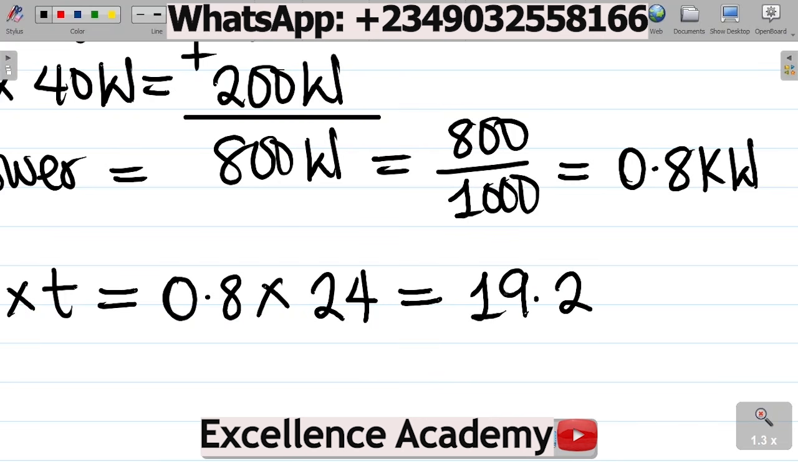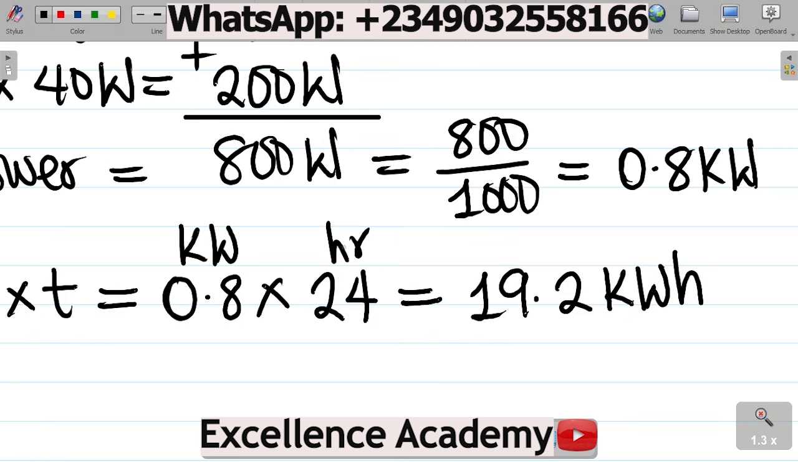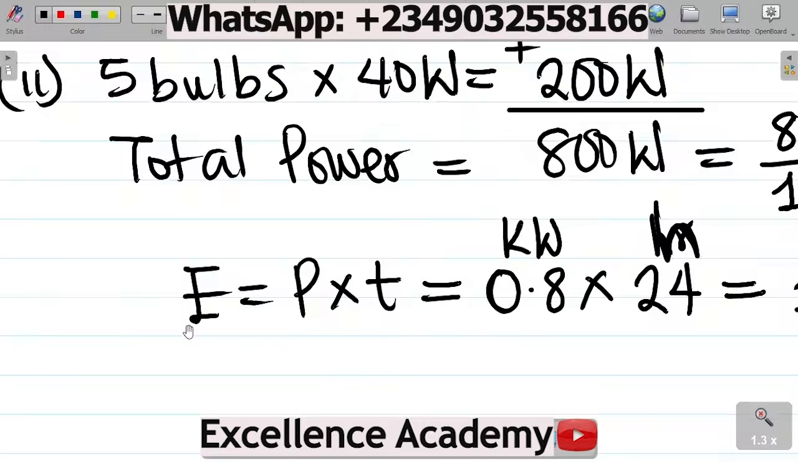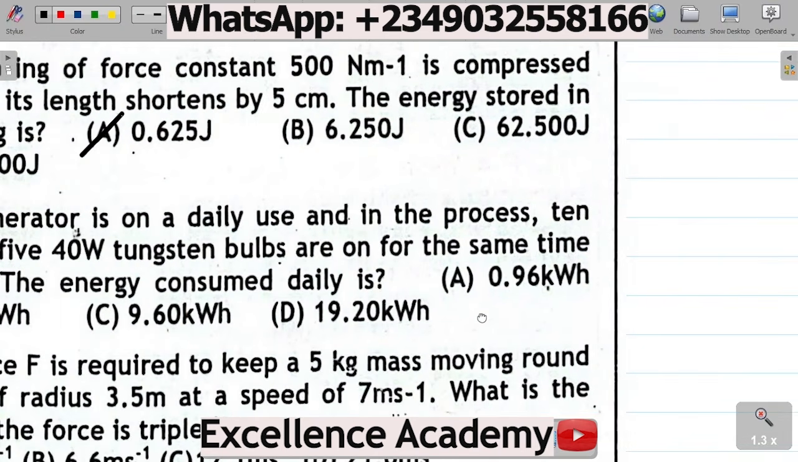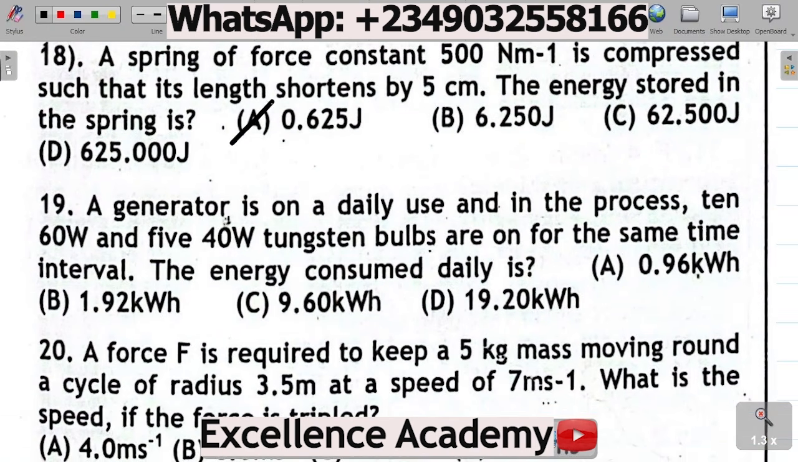That's the value there. This is in kilowatts. The time is in hours. That becomes kilowatt-hours. Let's use H there, R, right? H here, R. So 19.2 kilowatt-hours is the correct answer, which is option D. 19.20 kilowatt-hours. That's your answer.